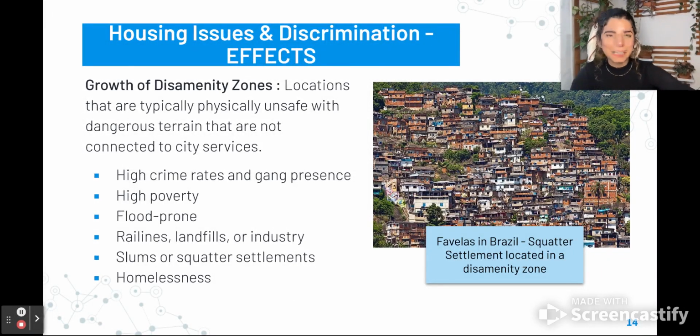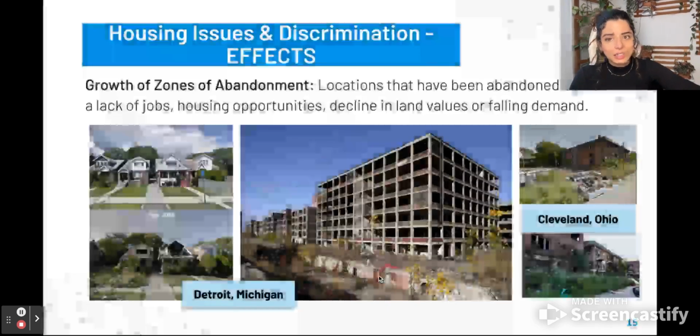Growth of disamenity zones. This is referring to unincorporated areas like favelas, like slums, basically places that are not safe and connected to city services like water and sewage lines. These areas experience higher crime rates, sometimes gang presence, higher poverty. These are definitely flood prone because they don't have that infrastructure in place. Homelessness, all these sorts of issues.